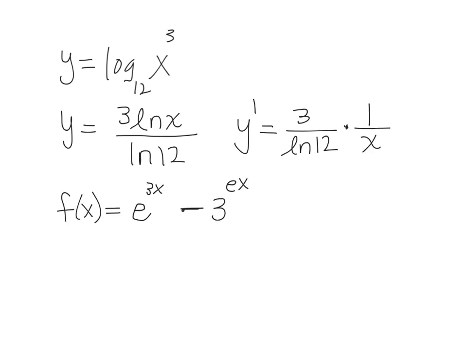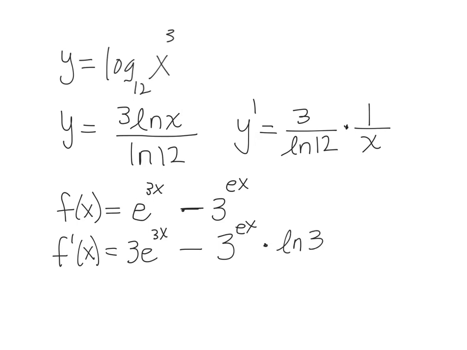And here's another example, which I wrote really quickly. f of x equals e to the 3x minus 3 to the x. If I go to take the derivative of this, I'm going to have 3e to the 3x. That was the old way of doing it, because e was the base. And then minus, I just rewrite it, 3 to the x times the natural log of 3 times the derivative of x, which is just 1.